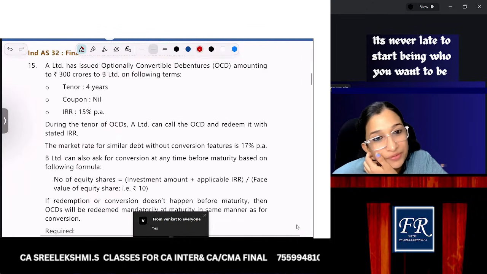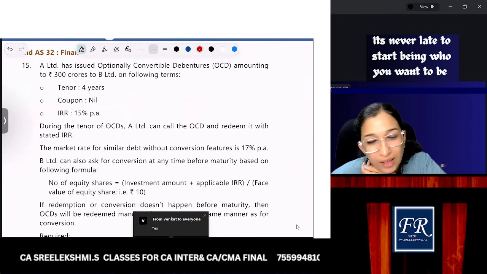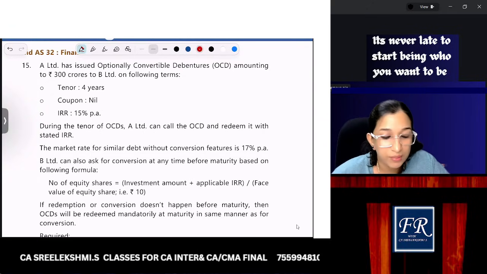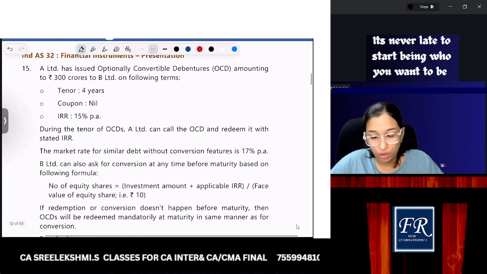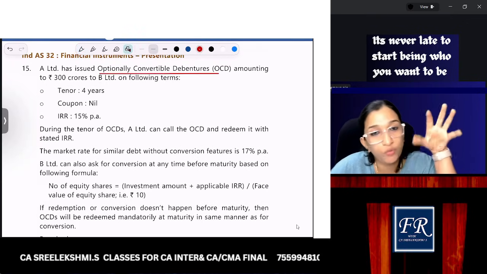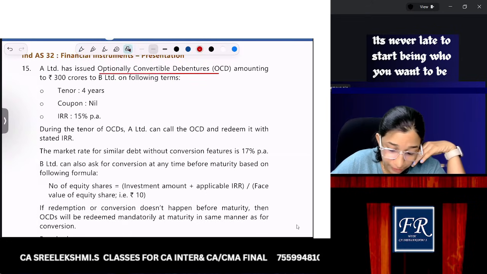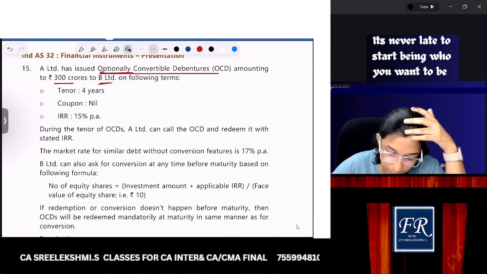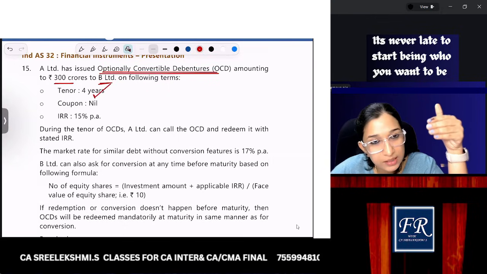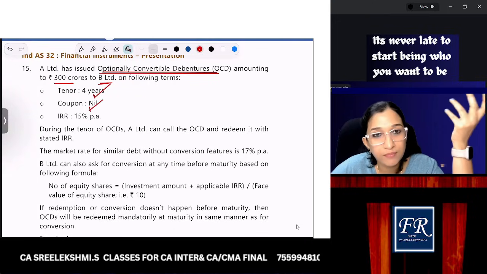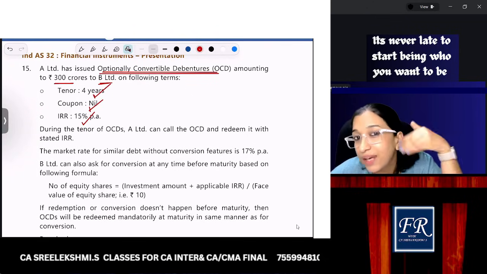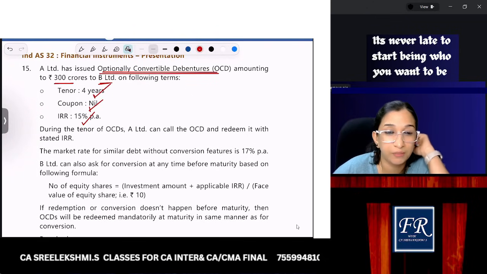Then question number 15. Question number 15 is actually an okay question, but there is a higher probability that we may end up making a mistake if I am not reading the question carefully. A Limited has issued optionally convertible debentures. So we know what optionally convertible debentures are. 300 crores to B Limited. Okay, but option with whom? Let's find out. Tenure is 4 years. Coupon nil, maybe no interest during this period. IRR 15% per annum, but internally they are getting a revenue of 15%.